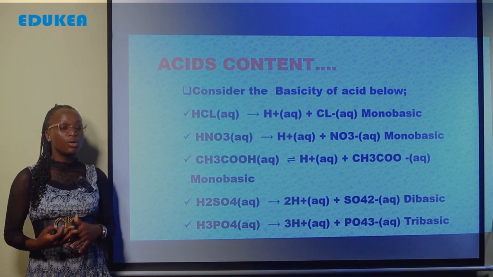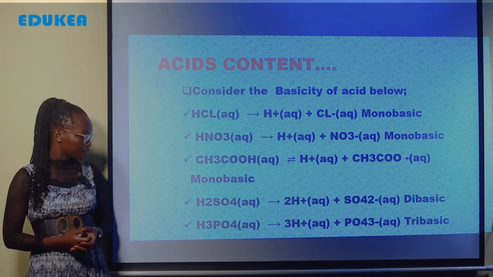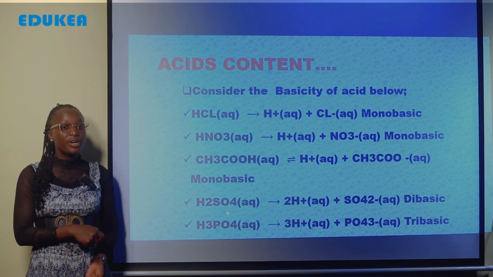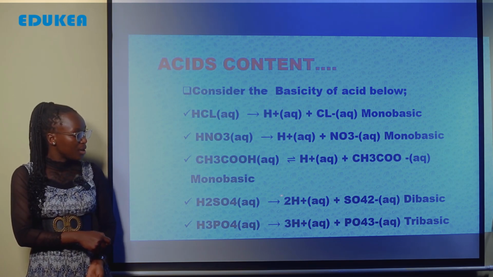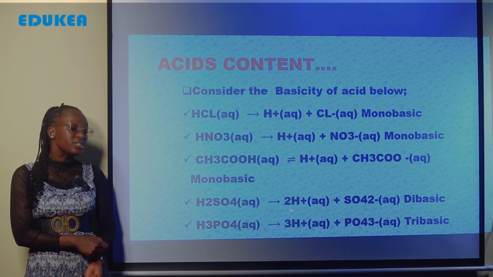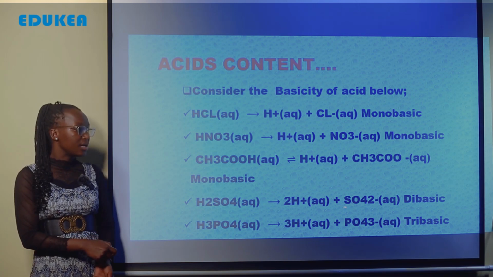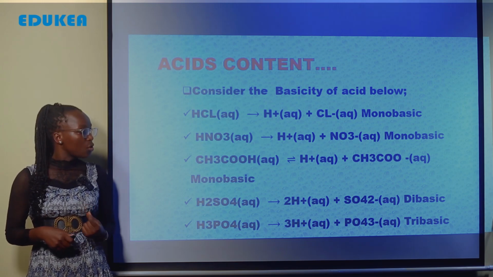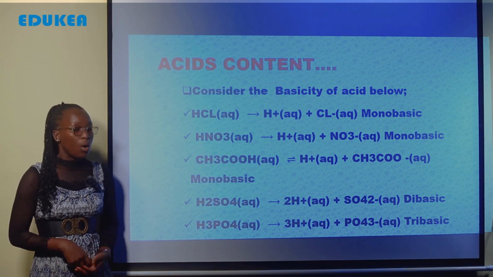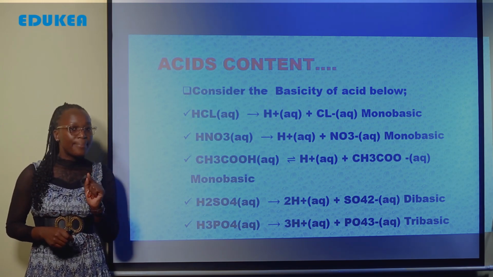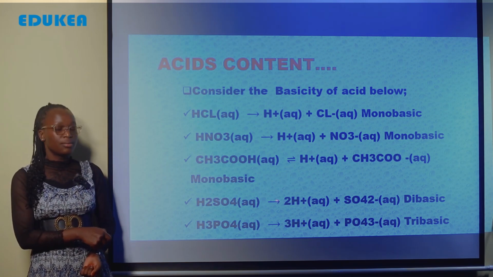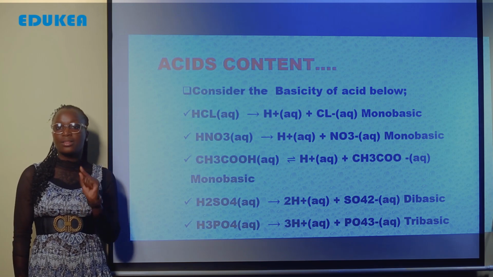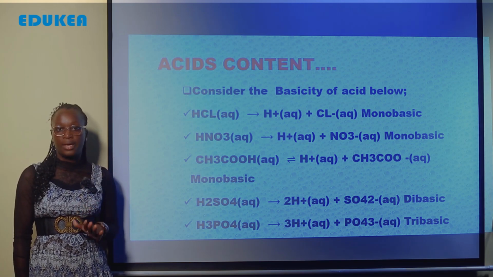Okay, let us see about sulfuric acid. The sulfuric acid solution dissociates into hydrogen ions, which is a positive charge ion, and the sulfate ions, which is a negative charge ion. And here the basicity for this compound is dibasic. Why di? Because the number of hydrogen atoms in this molecule is 2. So we are considering the number of hydrogen atoms per molecule. That is all about the basicity of an acid.